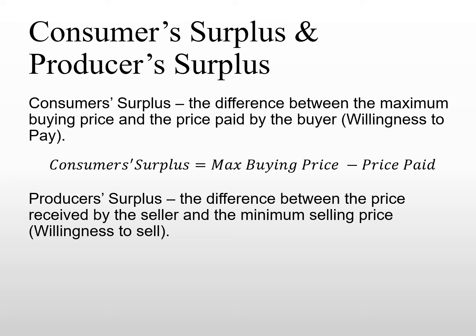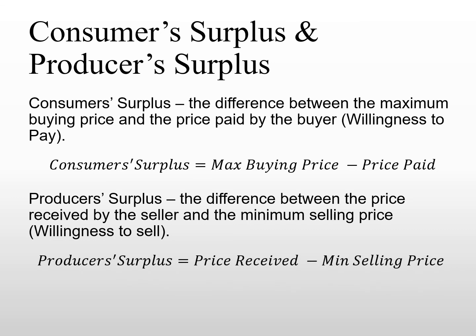So therefore, the producer surplus basically captures the price that the seller actually receives from the market by selling the product, minus the minimum selling price they are willing to accept to sell the products in the market. And sometimes we refer to this as the minimum willingness to sell.